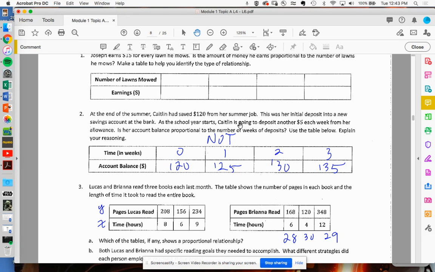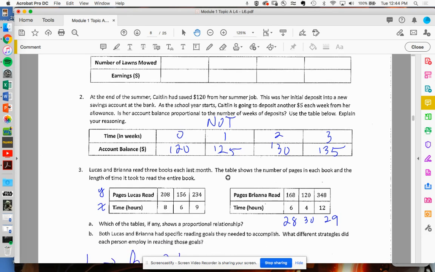No. Why not, Carson? Yeah, 0 to 120, that's your first one. Remember we said it has to go through 0, 0, and it doesn't. But what I do to 1 to get to 125, what I do to 2 to get to 130, right? It's different numbers. So this would be not proportional, okay? It's still a relationship, but it's not a proportional relationship.